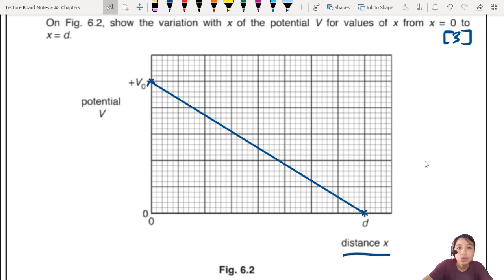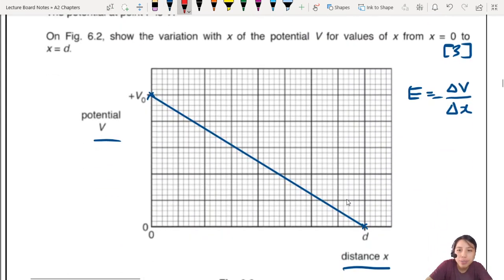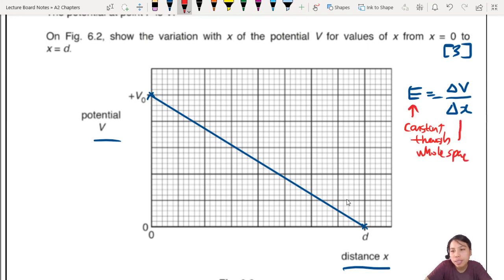There, something like that. So this is based on the idea that the gradient of the V-x curve is the electric field. Is the electric field constant all throughout this whole thing? Yes, because it's a uniform field. So write reminders for yourself. This is constant throughout the whole space. Hence, electric field is constant, gradient is constant. So this is the gradient, dV over dx, or just electric field strength.